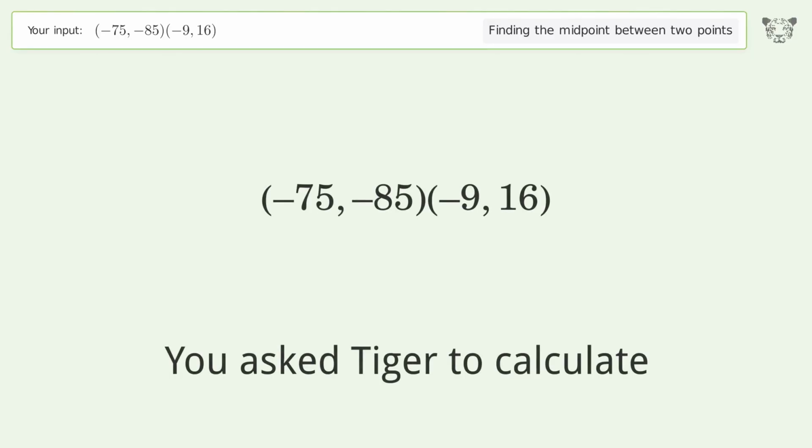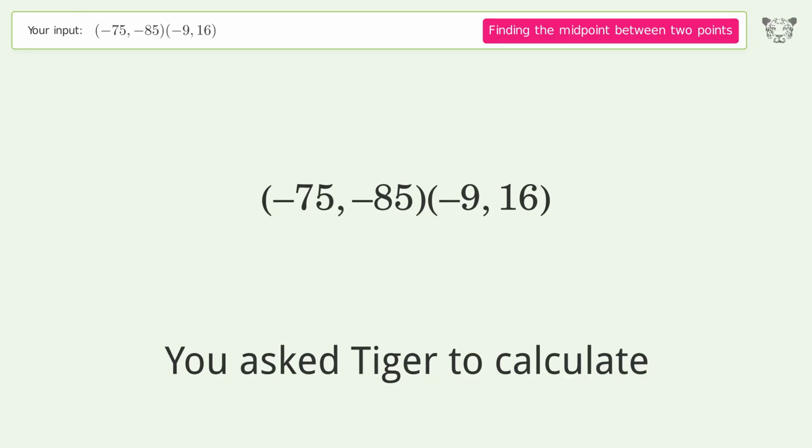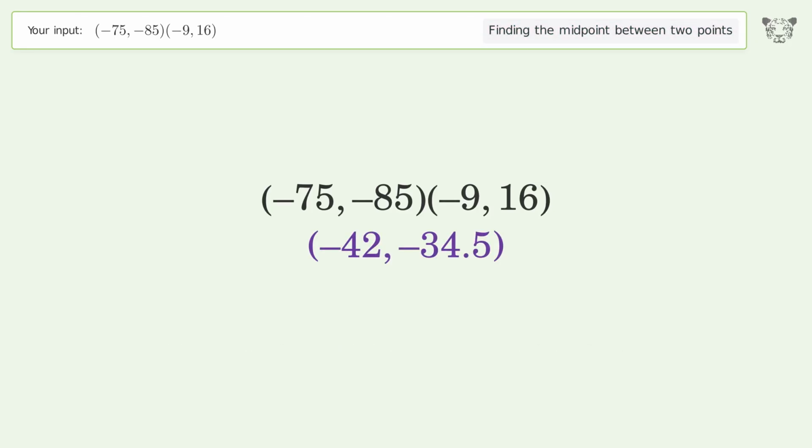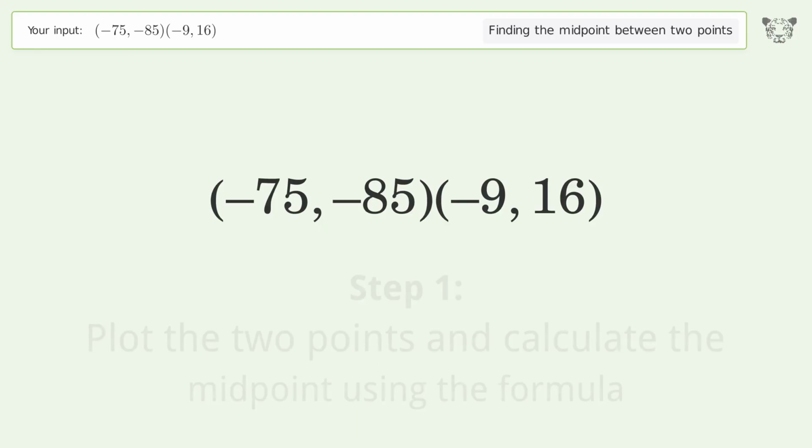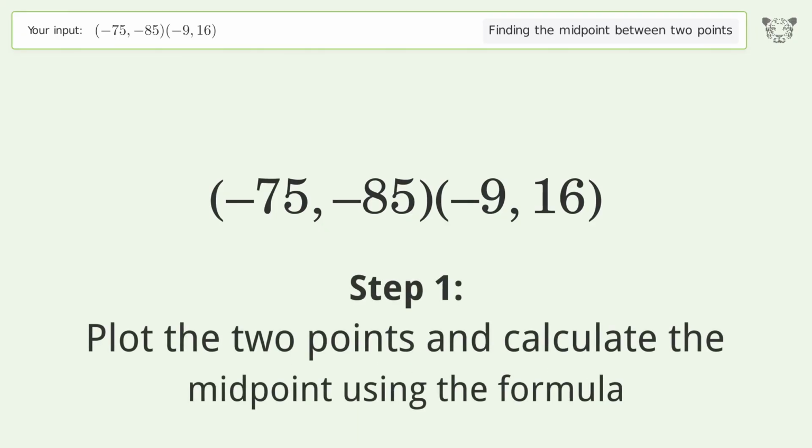You ask Tiger to calculate. This deals with finding the midpoint between 2 points. The midpoint between the 2 points is -42, -34.5. Let's solve it step by step. Plot the 2 points and calculate the midpoint using the formula.